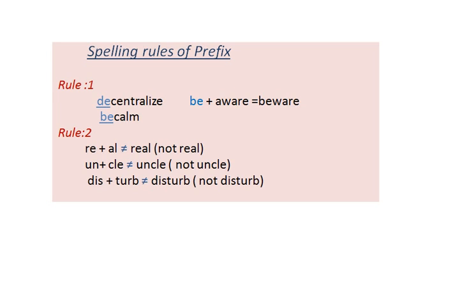Now go to rule 2. The words are real, uncle, disturb. As you see, there are re, an and dis at the beginning of these words, but these are not prefixes. Remember that some words contain the same starting letters as a prefix, but upon closer examination you will find that they are not prefixes.